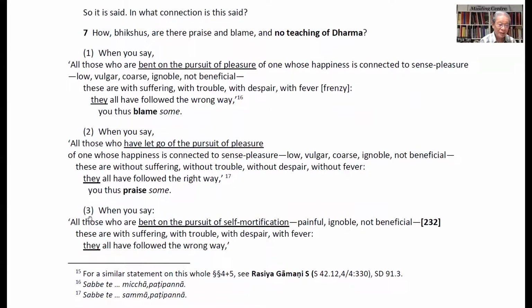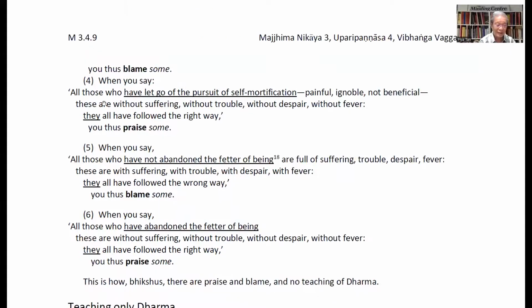Number 3, when you say all those who are bent on the pursuit of self-mortification, painful, ignoble, not beneficial, these are suffering with trouble, with despair, with fever. They all have followed the wrong way. So here again, they. Okay, let's see further down. You thus blame some. When you say, wait, did I jump something? Correct. All right, when you say all those who have let go of the pursuit of self-mortification, okay, it's a new topic now, self-mortification, painful, ignoble, not beneficial, these are without suffering, without trouble, without despair, without fever. They all have followed the right way. You thus praise some. All right.